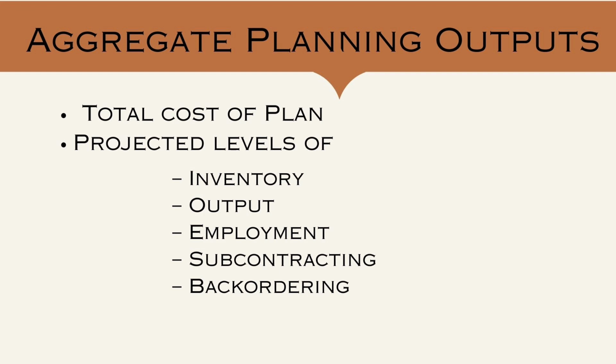The next is subcontracting. The projected levels of subcontracting indicate the extent to which external resources will be utilized. And last is the back ordering. Back ordering refers to accepting orders from customers and fulfilling them at a later date when production catches up. The projected levels of back ordering indicate the extent to which this strategy may be used.